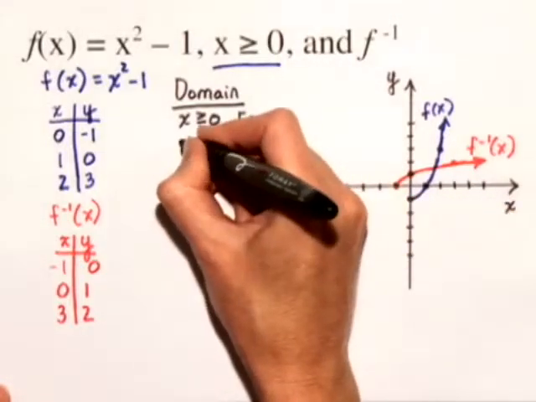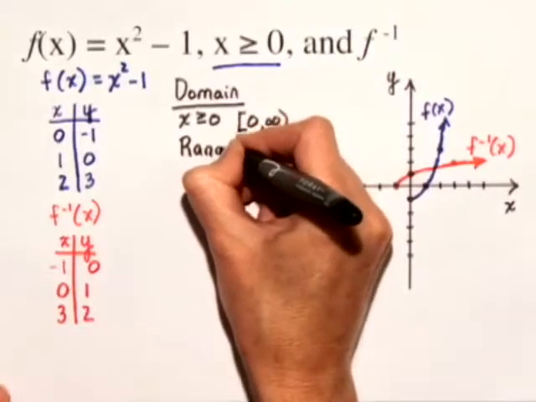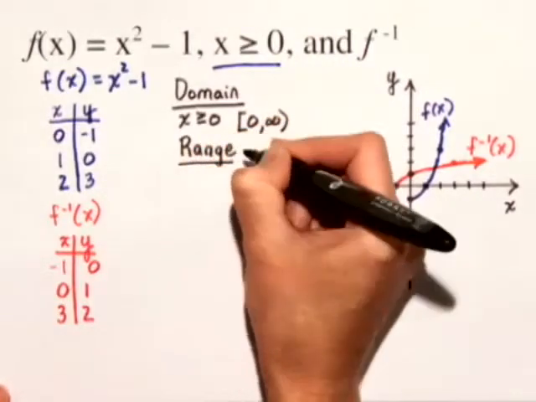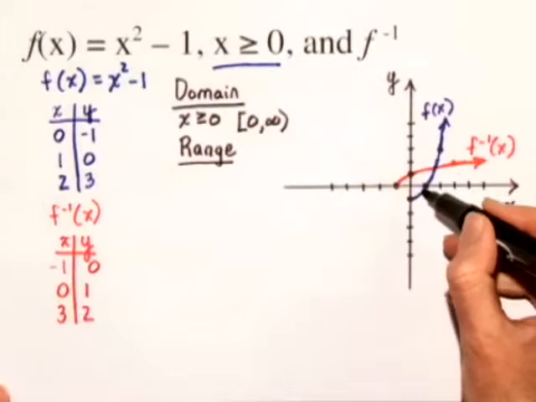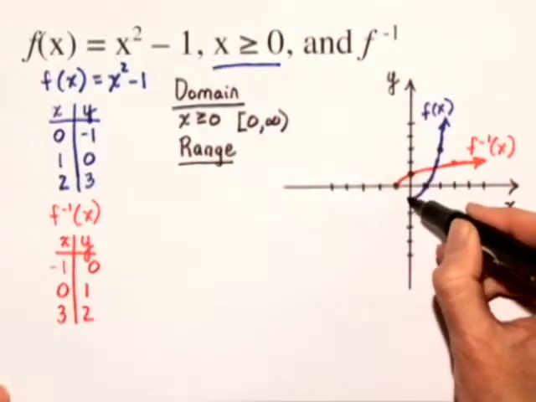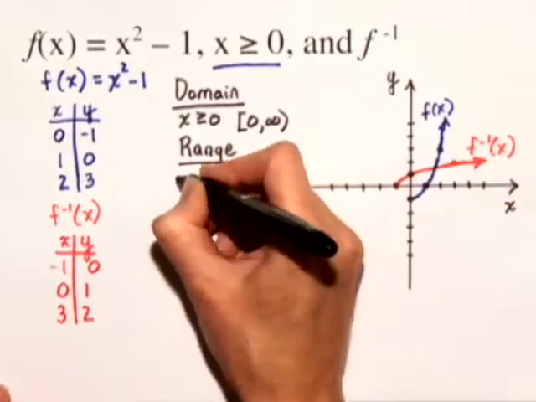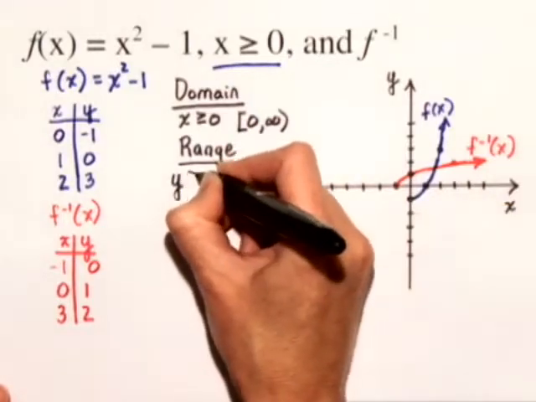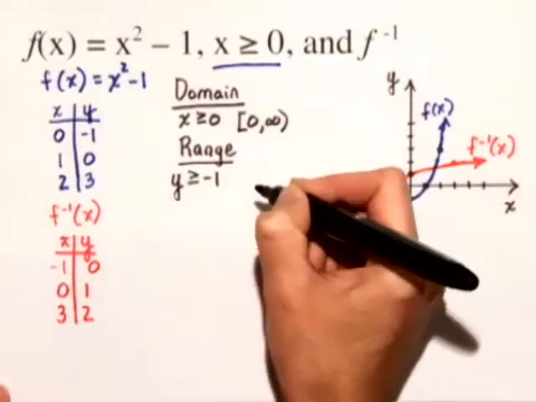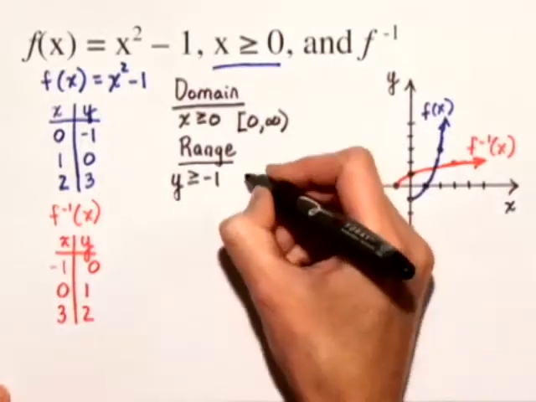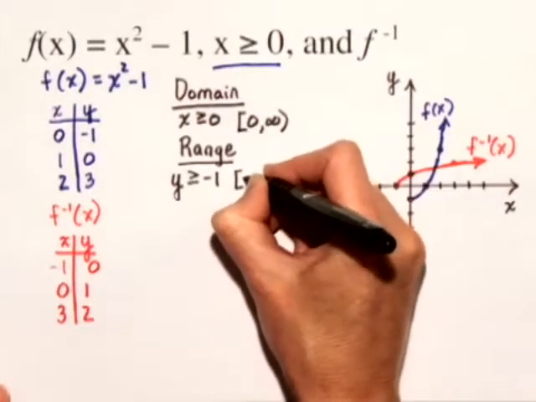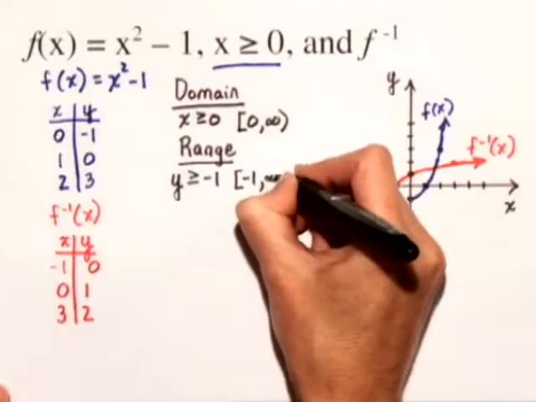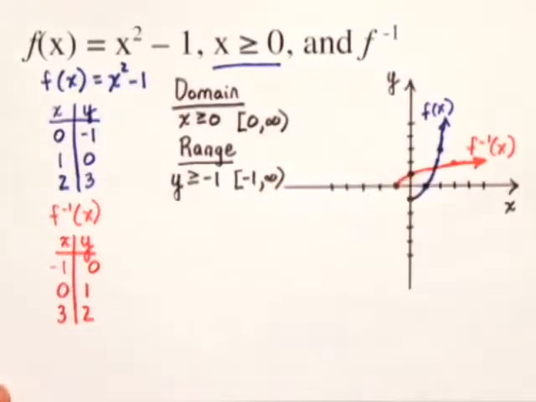In the range, remember the range means what y values do we have on this graph? Well, let's look at this graph in blue. Notice that the lowest y value I ever see occurs right here at this point, at the point 0, negative 1. Therefore, the y values are such that y is greater than or equal to the value negative 1. And in interval notation, that will simply look like negative 1 to positive infinity.